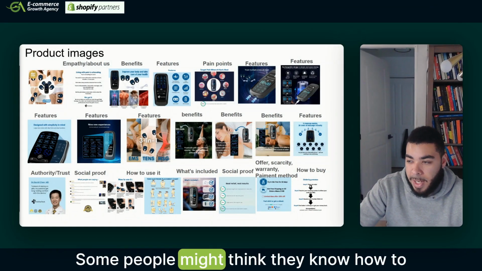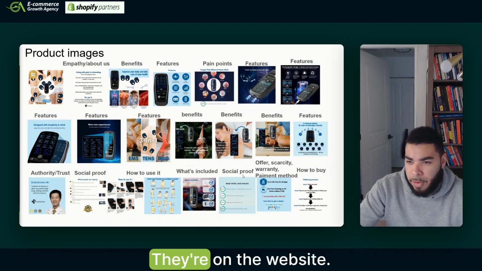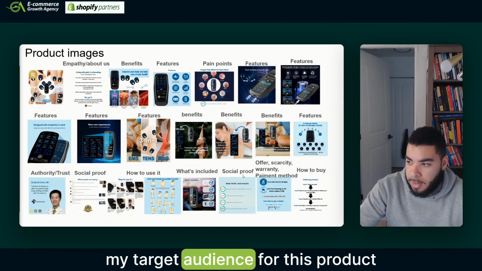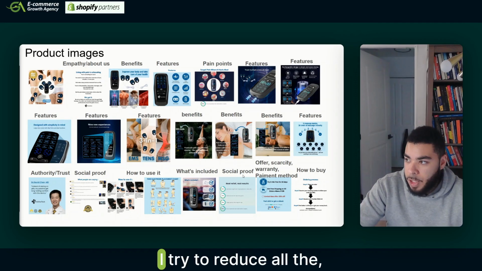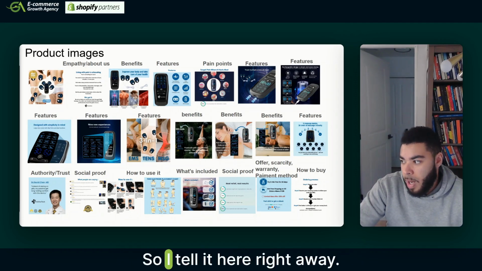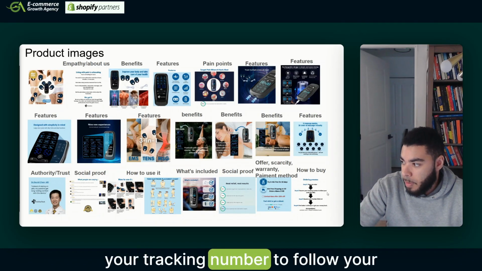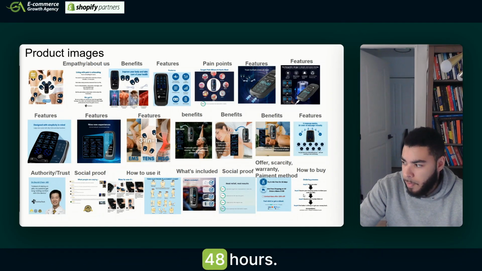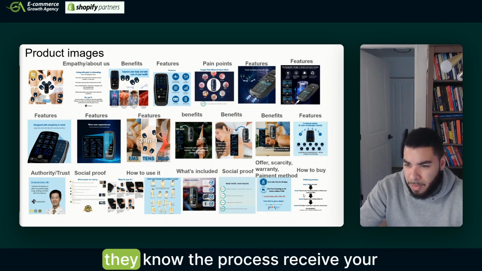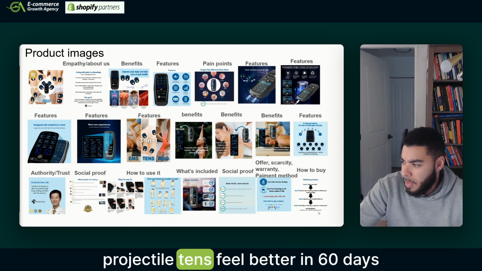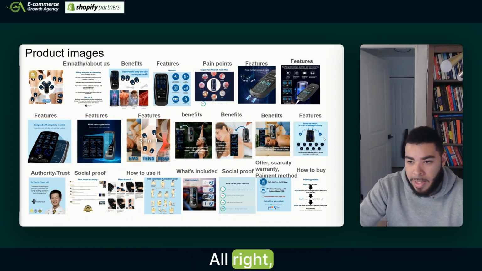Okay, some people might think they know how to buy. They're on the website. Look, okay, my target audience for this product is a little bit older. I try to reduce all the friction that they might have. So I tell it here right away. Step 1, place an order. Receive your tracking number to follow your order within 24 or 48 hours. Like this, you know, they know the process. Receive your Pro-Vital 10s, feel better in 60 days or get your money back. All right, so that's it for the image.